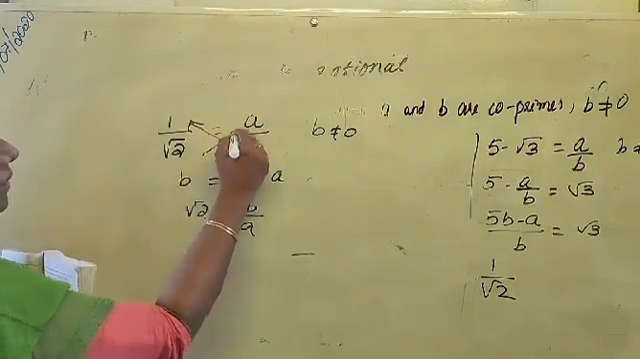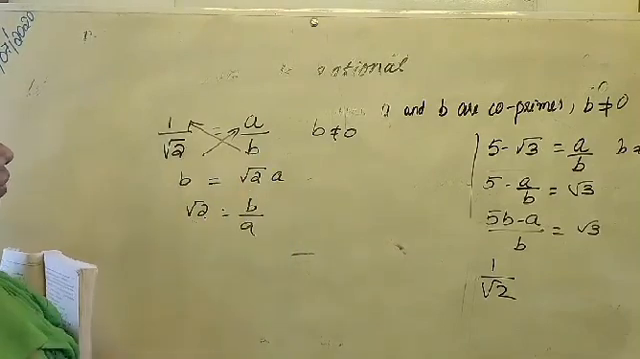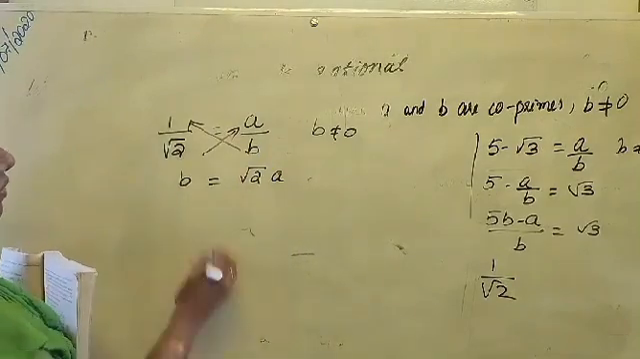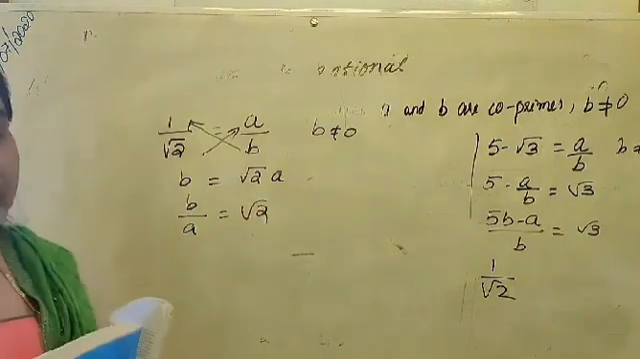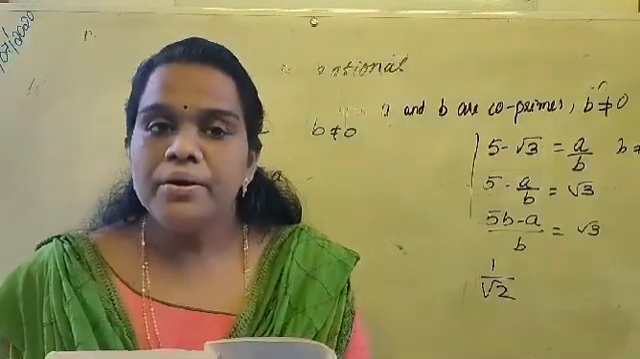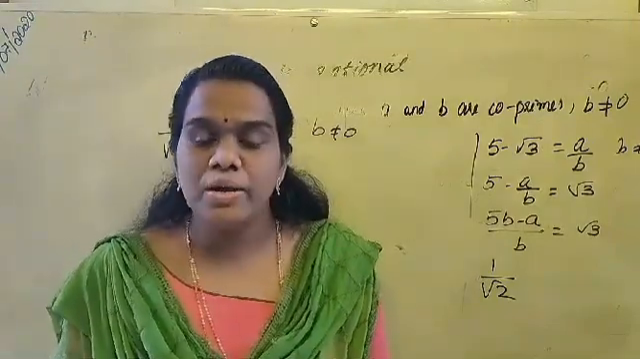Cross multiply, and what we get is b is equal to root 2 a. Then b by a is equal to root 2, isn't it? B by a, definitely it is a rational number, but root 2 is an irrational number. I hope you understood that exercise 1.3.